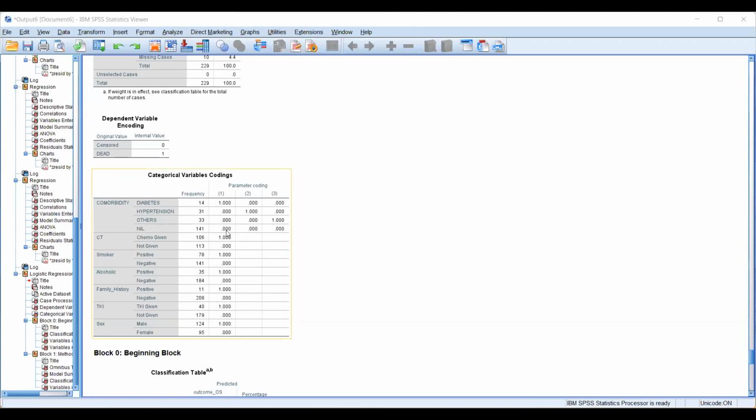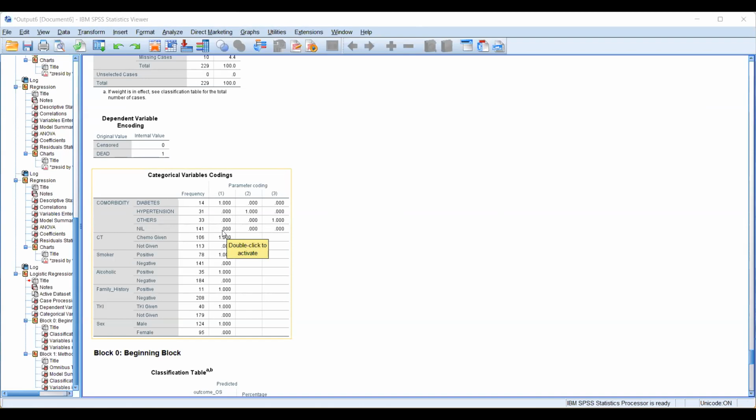Okay. So I was talking about this screen, where you can see that the reference category here is nil. They have considered it nil because all the values in the parameter coding are 0. In one case, others is there; in one, hypertension; and then diabetes, one. So the reference category is nil here.